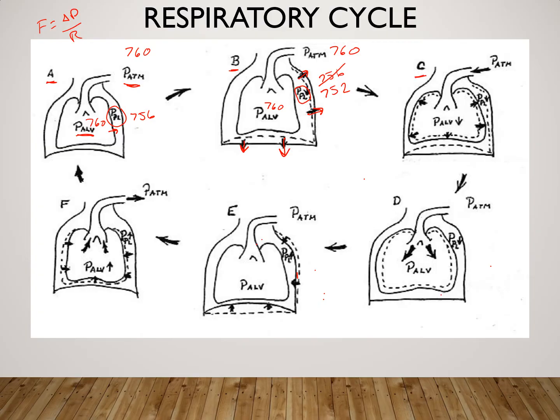Now in C, the next thing to happen is that because the intrapleural space is 752, and the inside of the alveoli to start with is 760, that gradient is now greater, which means the outward pressure gradient is increased. So the lung is going to expand along with the wall because of that larger pressure gradient that has been created.